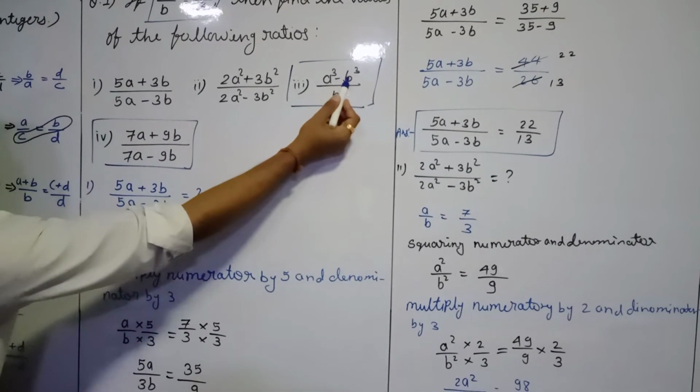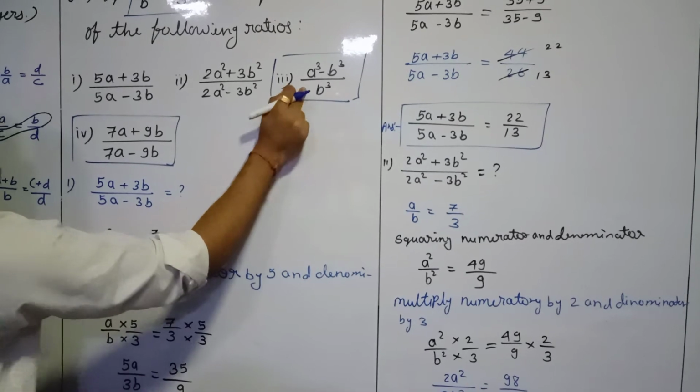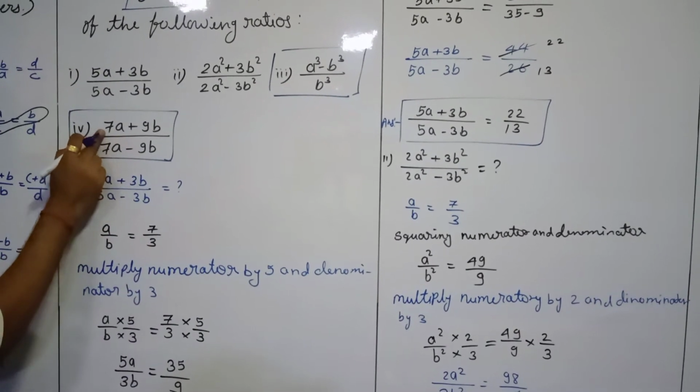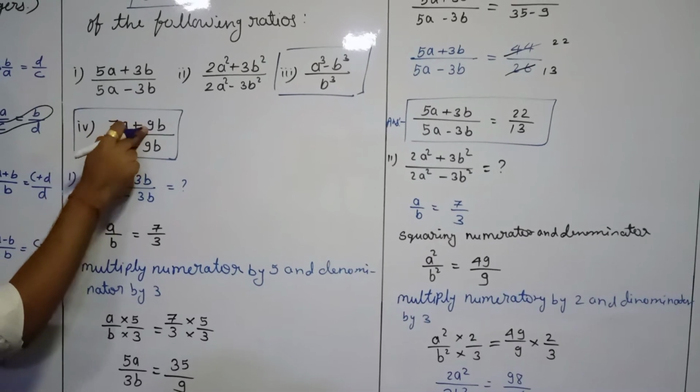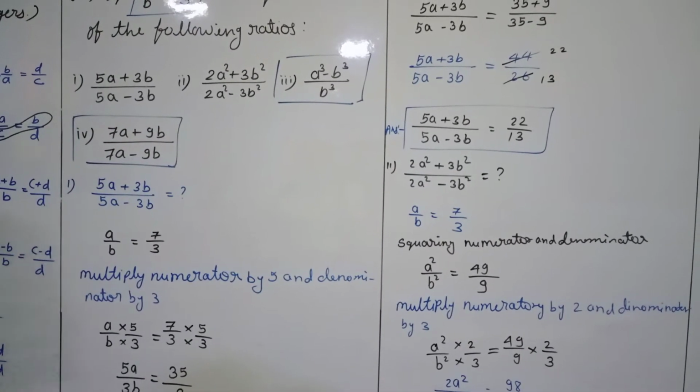Here first do the cube, then here we have just minus in the numerator, means dividendo you have to apply, and here like the first sum, first we have to multiply numerator by 7, denominator by 9, then use the componendo and dividendo, and you should find out the answer.